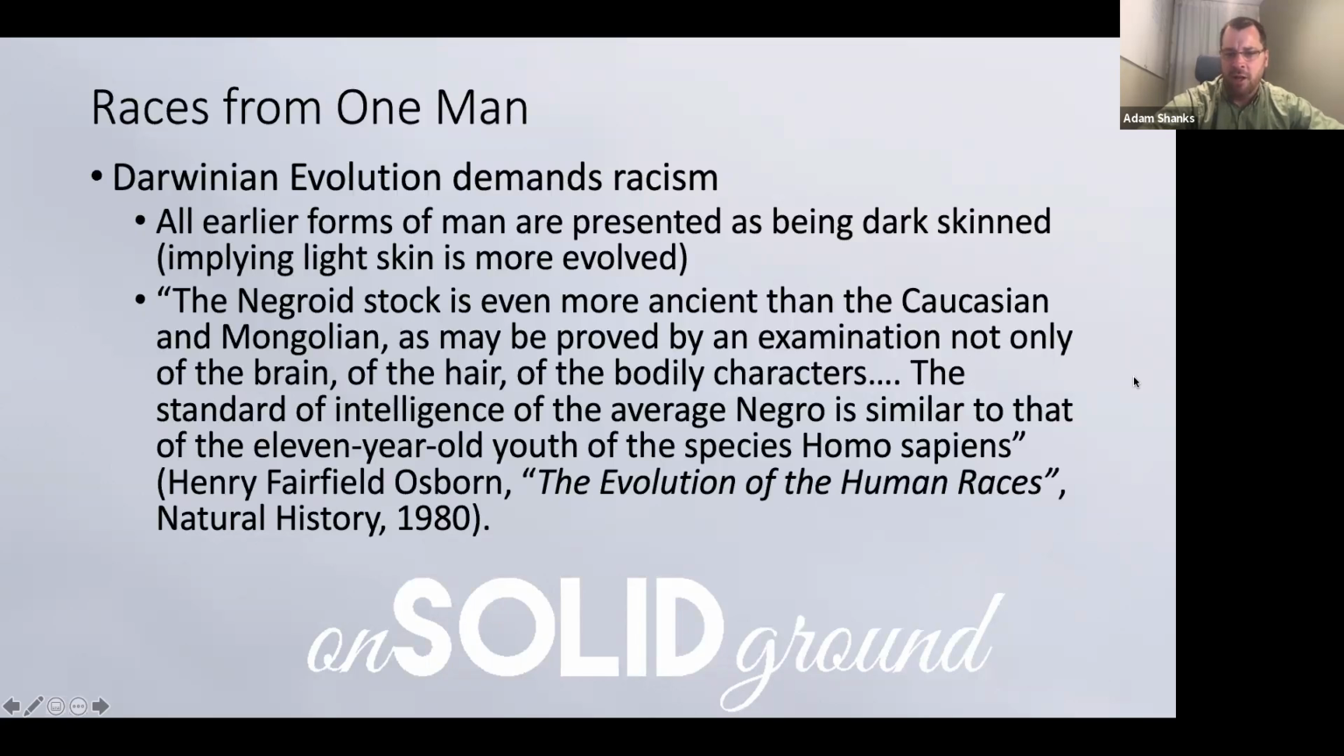I mean, that's about as ugly as it gets, in my opinion. And that was, again, 1980. So that's not that distant from where we are. And what you find is that was a predominant viewpoint among evolutionists.